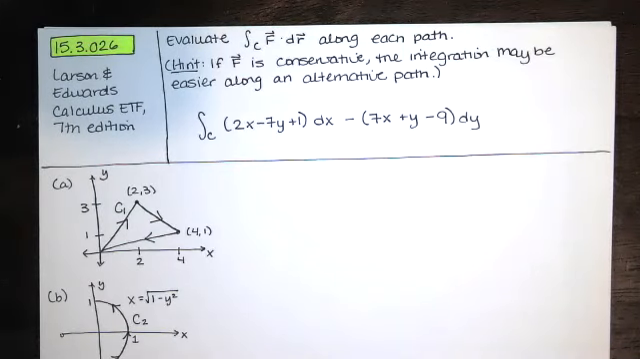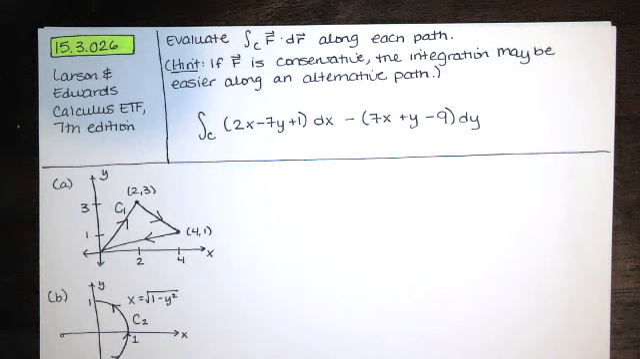In this video, we solve problem 15.3.026 from the Larson and Edwards Calculus Early Transcendental Functions text, 7th edition. The problem statement asks us to evaluate the line integral of f dotted with dr over the path C for each of the paths, which we're going to call C1, C2, C3, and C4. And they give us a hint.